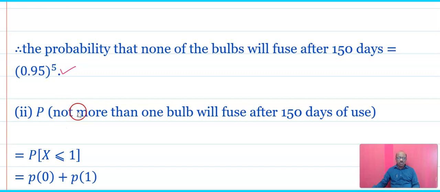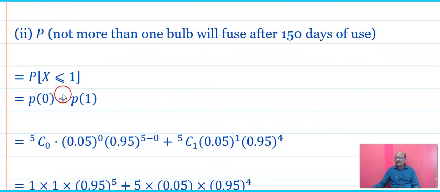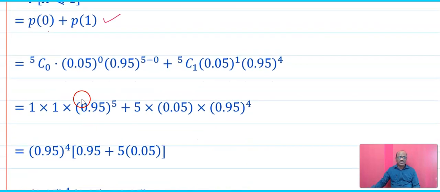Now find the probability that not more than one bulb will fuse after 150 days of use. Not more than one means the probability of X less than or equal to 1. Here we need P(0) and P(1), and we will find their values. For X equal to 0, we have 5C0 into 0.05 raised to 0 into 0.95 raised to 5 minus 0. And for X equal to 1, we have 5C1 into 0.05 raised to 1 into 0.95 raised to 4. If you simplify it, you will get 1 into 0.95 raised to 5 plus 5 into 0.05 into 0.95 raised to 4.